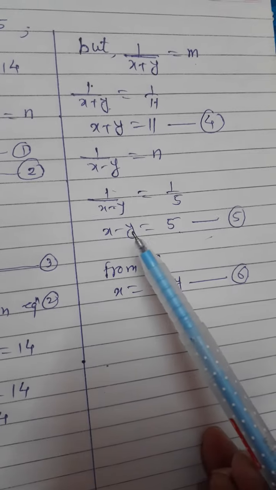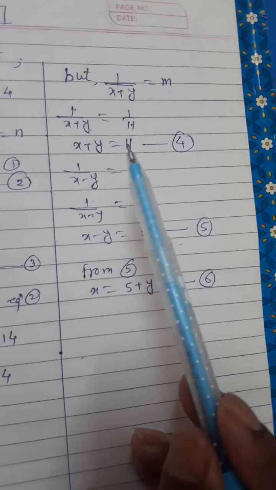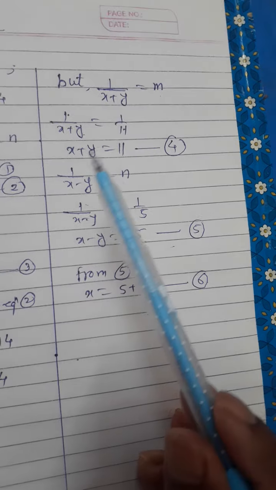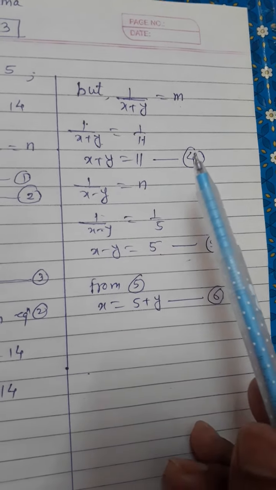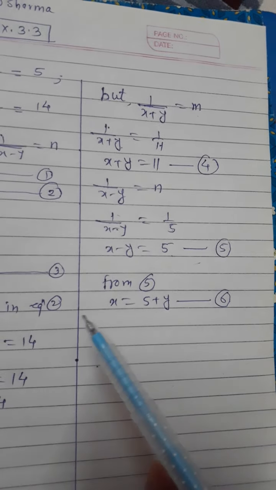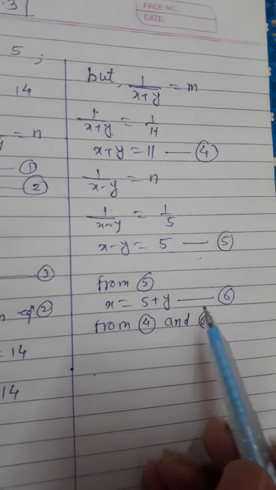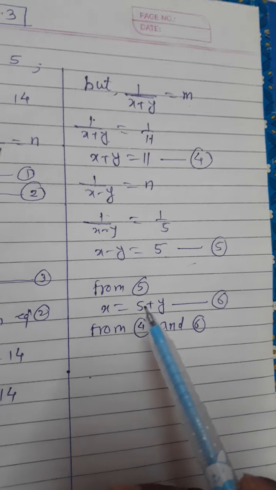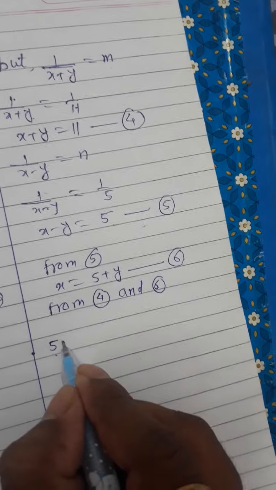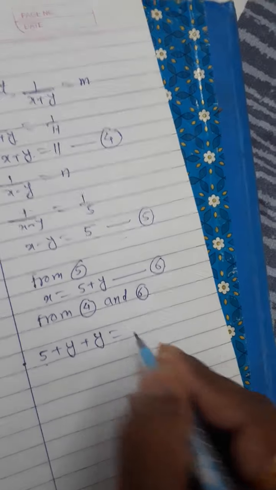So we are finding the value of x from equation number 5. So use the value of x in equation number 4. So from 4 and 6, put x is equal to 5 plus y in equation 4. Replace this x by 5 plus y. So this equation 4 becomes 5 plus y plus again this y as it is, and it is equal to 11.